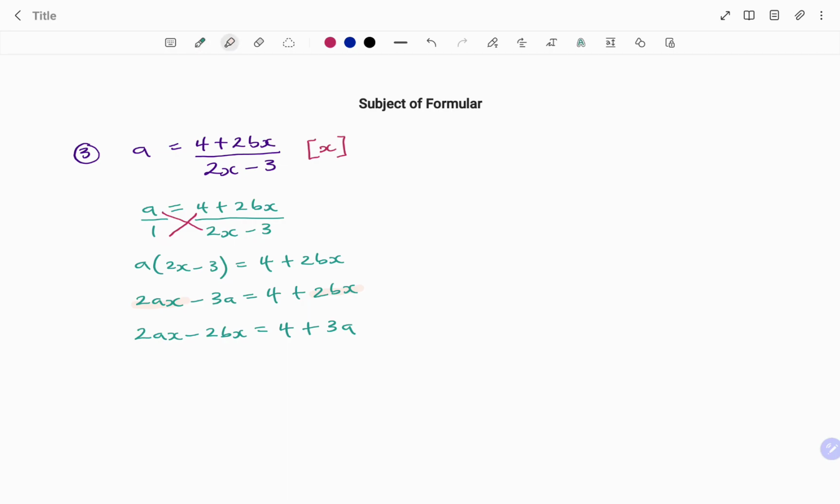The next step, because I'm making x the subject of formula, I'm going to factorize my x. If I take out x, I'm left with 2a minus 2b equals, I still have my 4 plus 3a, and therefore to make x the subject of formula, I'm going to divide both sides by 2a minus 2b. So I have 4 plus 3a over 2a minus 2b.